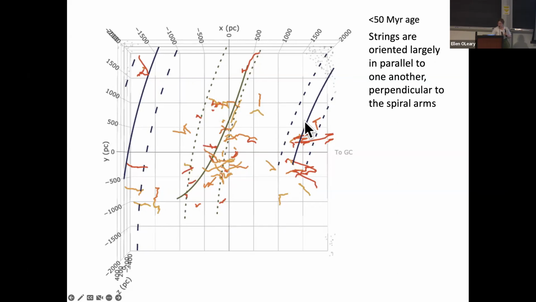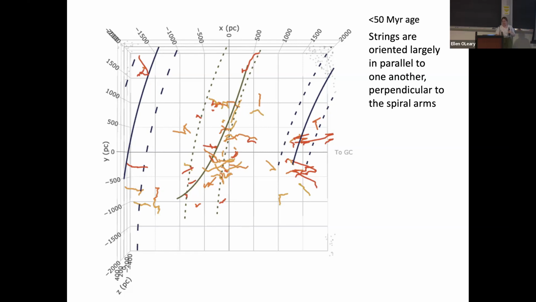This is a Sagittarius arm. This is a Perseus arm. And here all the strings are traced along their spines, and we're looking at just populations younger than 50 million years. As you can see, their orientation isn't precisely random; they are very closely associated with the molecular arms, oriented perpendicular to the arm and parallel to one another.